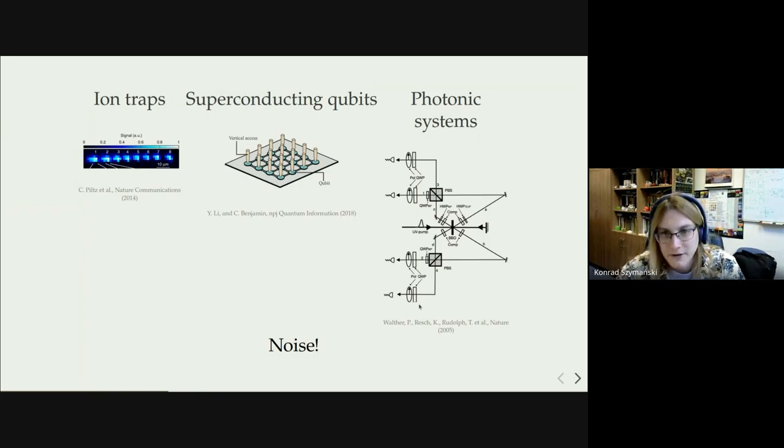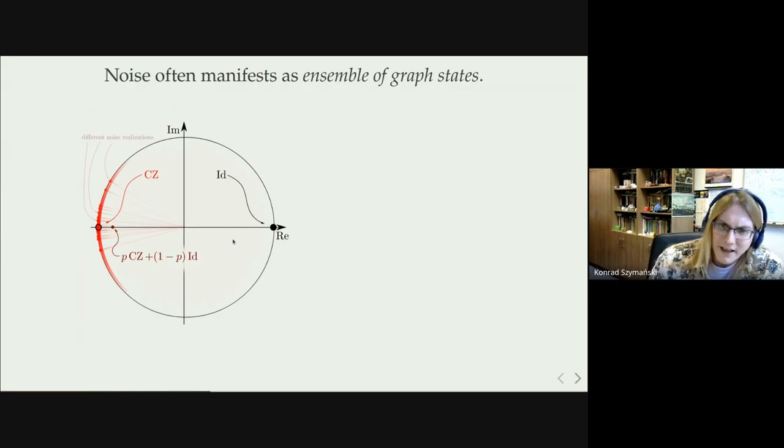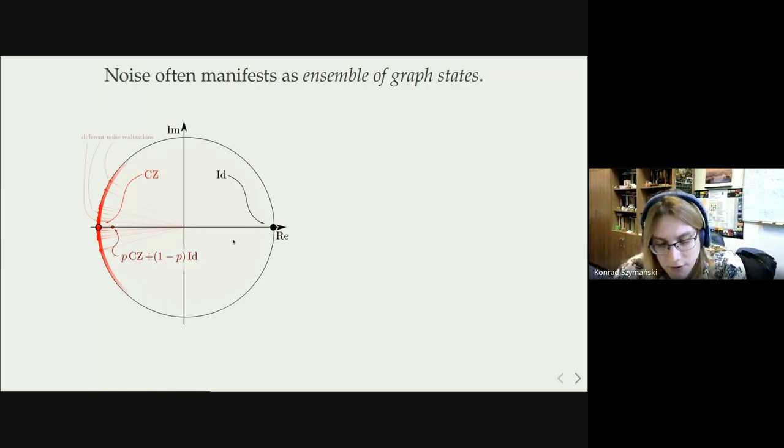But however you do it, you always run into noise. So for instance, here you might not control the interaction strength very well, and your Ising type Hamiltonian isn't perfect. In photonic systems, the spectra of the generated photons have to match really well for the entangling gate to operate at all. And in superconducting qubits, it's very hard to isolate them from the environment. And there is always something you have to take into account. My work was on how to get rid of the noise, how to mitigate it somehow. And as it turns out, all of these different contributions to noise often generate an ensemble of graph states, which is really easy to analyze.